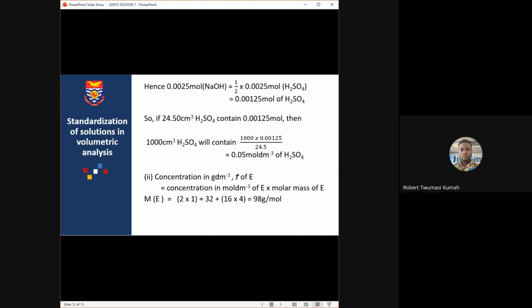The second part is to find the mass concentration, for which we are using the formula: amount concentration equals rho over molar mass. So if we make rho the subject, we get rho equal to amount concentration times molar mass. We already know how to find molar mass. In this case, hydrogen is 2, sulfur is 32, oxygen is 4 times 16, that is 98. So we do that multiplication and we have 4.9 grams per cubic decimeter.